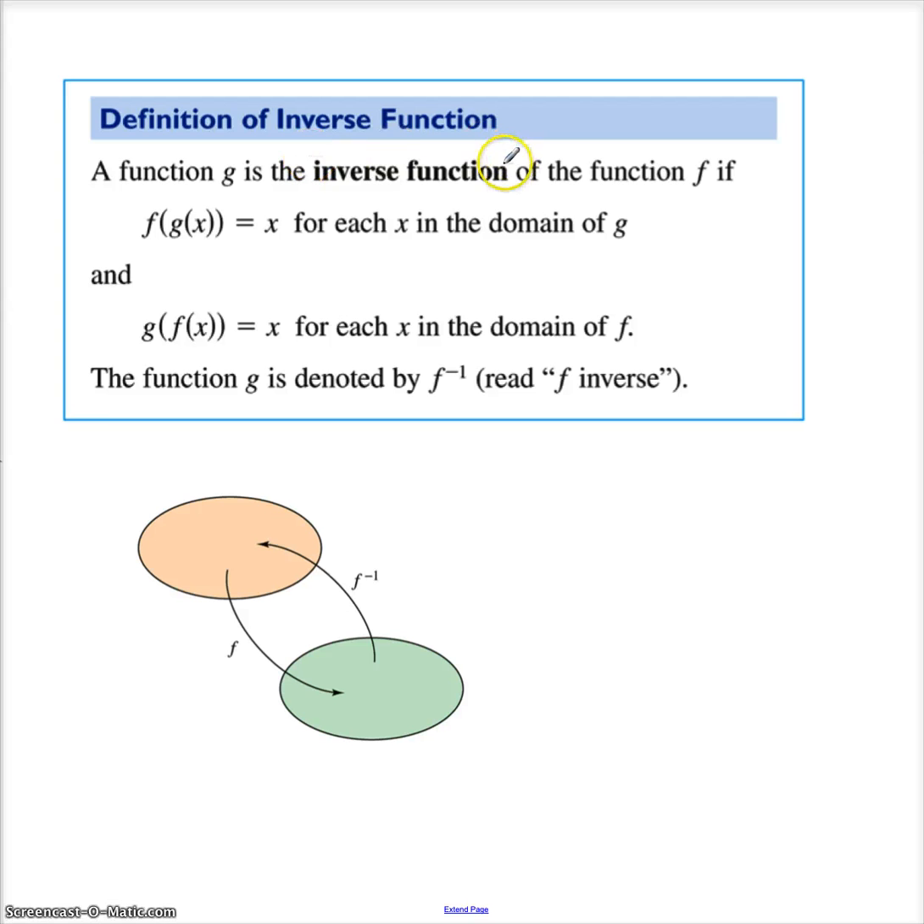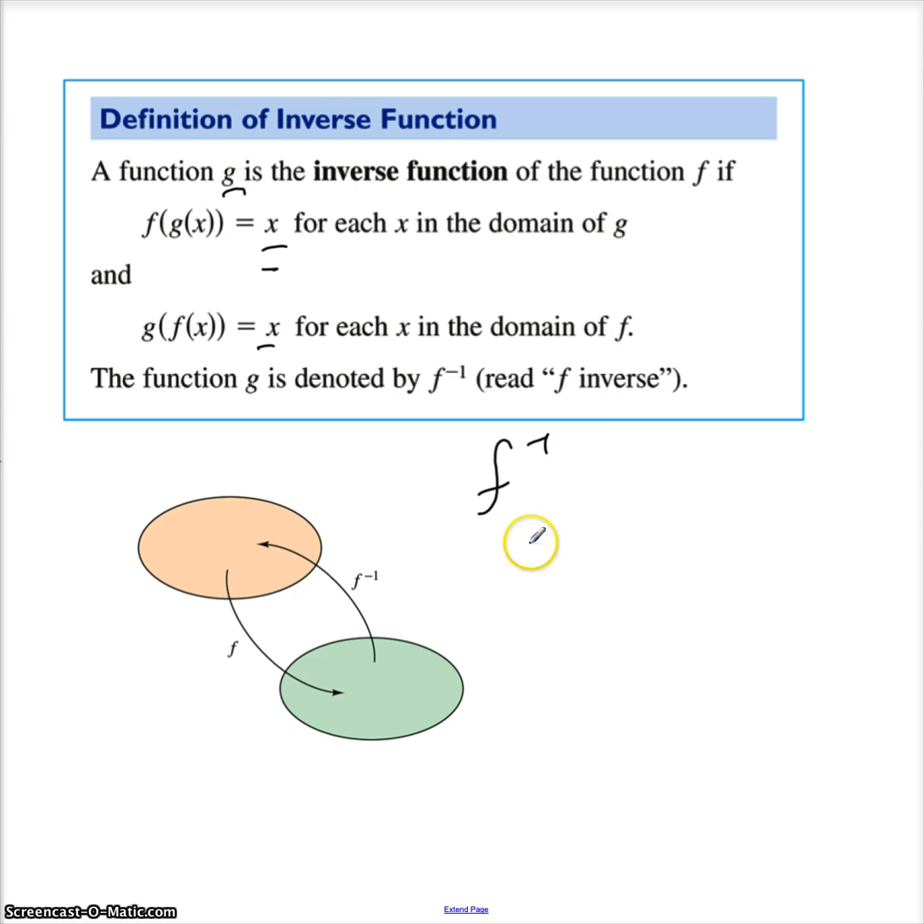is a function g such that f of g of x is always equal to x for every x that's in the domain. And g of f of x is equal to x for each x in the domain of f. And we tend to not want to write g's and f's, but we use f negative 1 as the inverse of f, or f inverse.